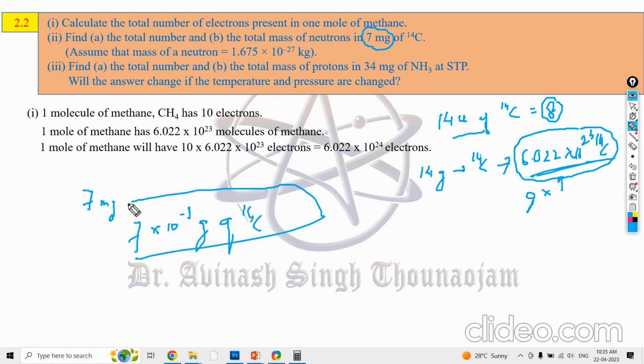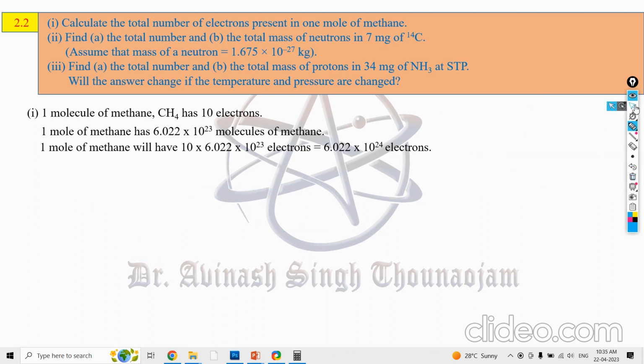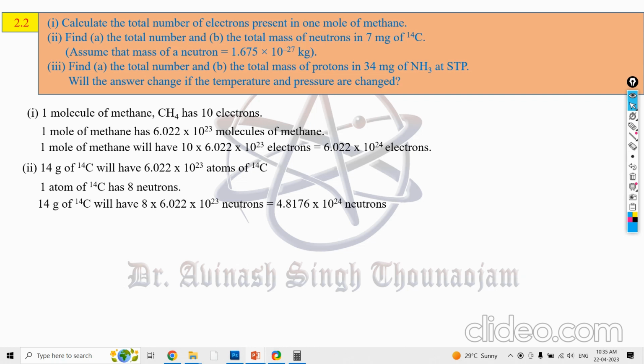Now let's go to the solution. So 14 grams of carbon 14 will have one Avogadro number of atoms of carbon 14, and since one atom of carbon 14 has 8 neutrons, 14 grams will have 8 times Avogadro number of neutrons, which is 4.8176 into 10 raised to 24 neutrons.